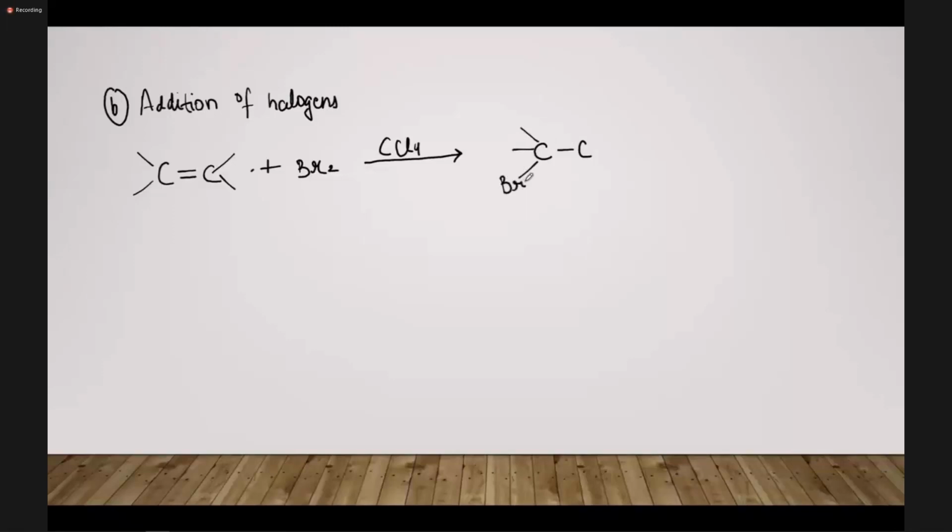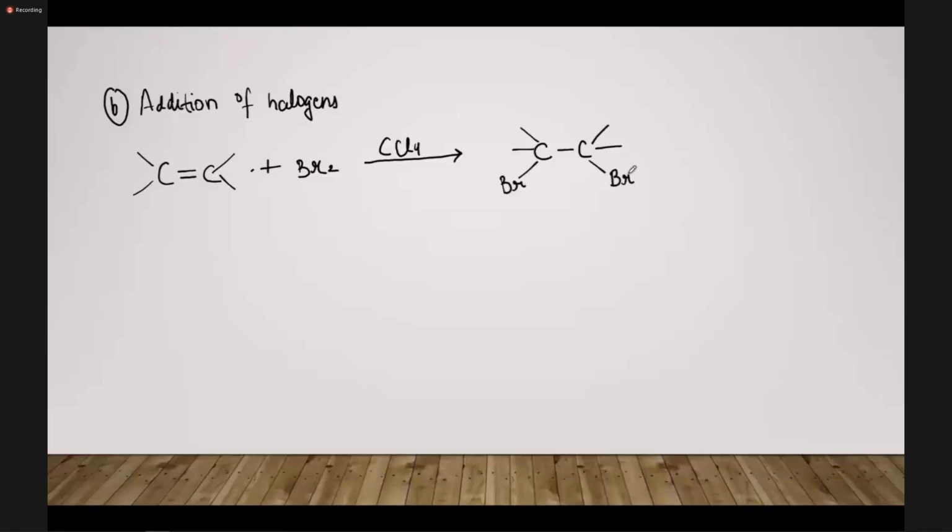In this case, we cannot apply Markovnikov's rule, because here the bromine species are the same. When this bromine splits, it will give two bromide ions, right? So the bromide ions are the same. So wherever they are attached, it will not make any difference. There, the species were different, that is hydrogen and the halide ion.